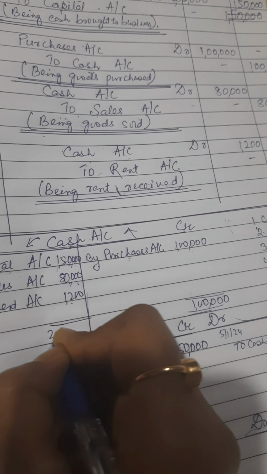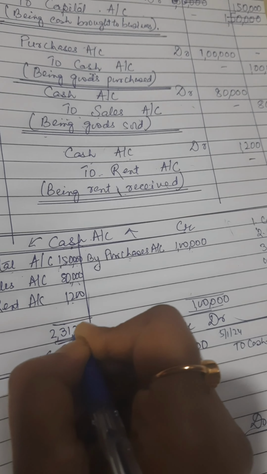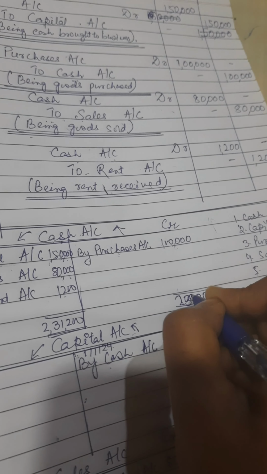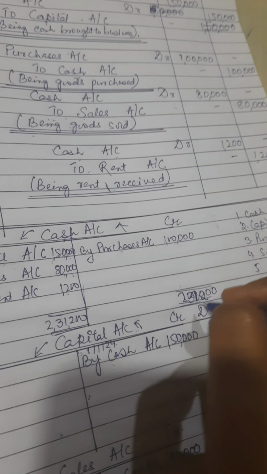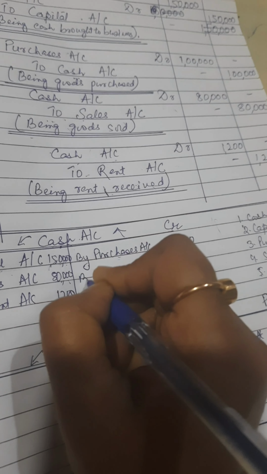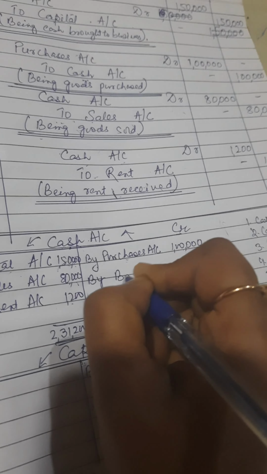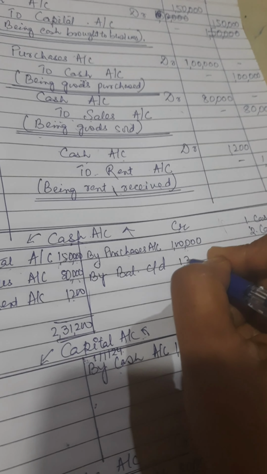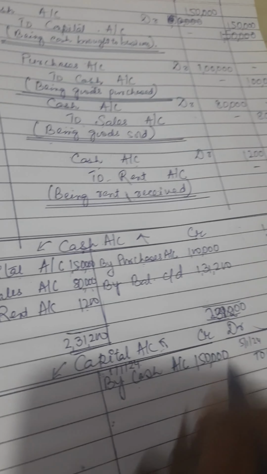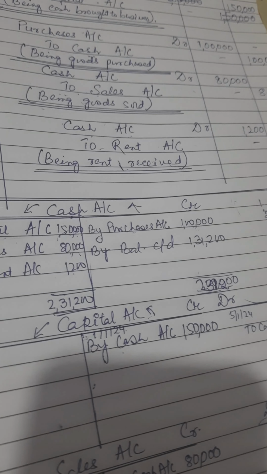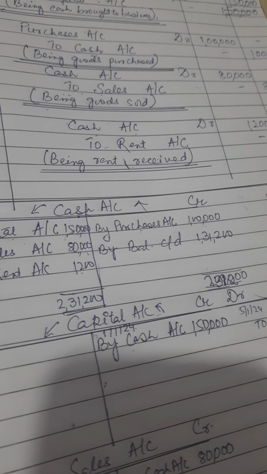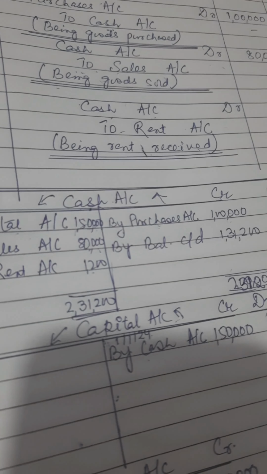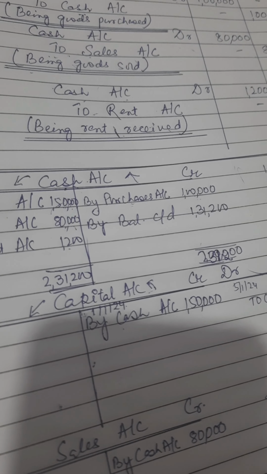So I'll get 2,31,200. Okay, and you minus this, so you will get by balance carried down. It will be 1,31,200. Friends, I may be wrong in my calculation, please check it again. I think this time I am correct. 2,31,200, and you minus 1 lakh, so 1,31,200.